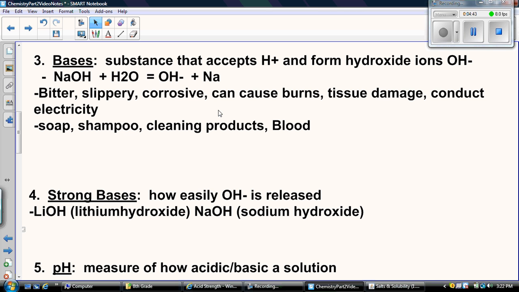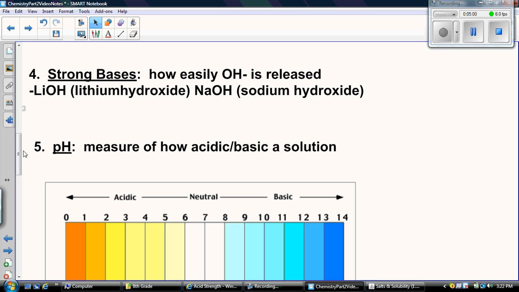Bases are slippery, they're bitter, they're corrosive, they can cause burns and tissue damage. They also conduct electricity. So soap, shampoo, cleaning products, and your blood is also a base. Now the same rule applies with strong and weak bases.